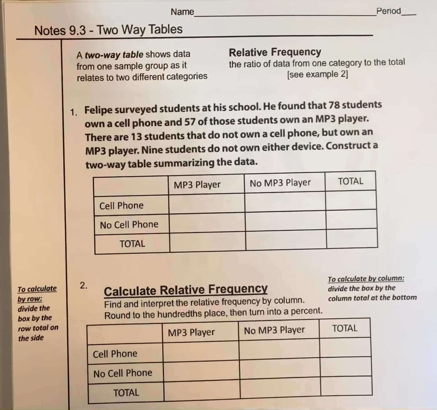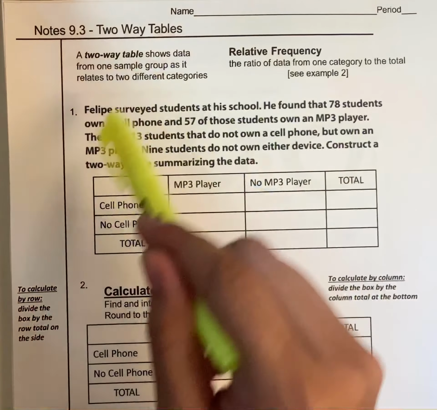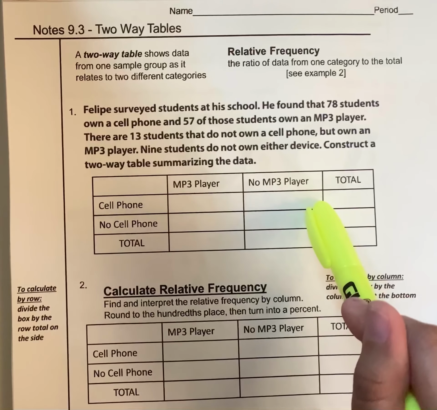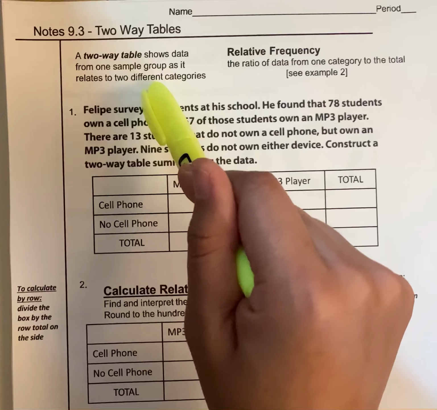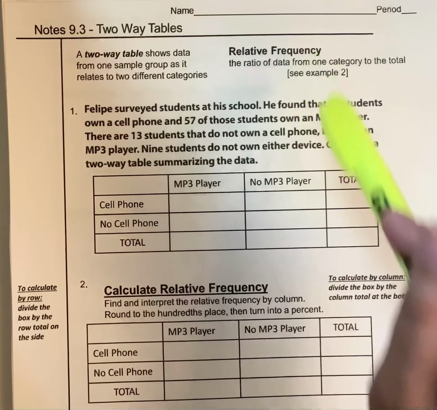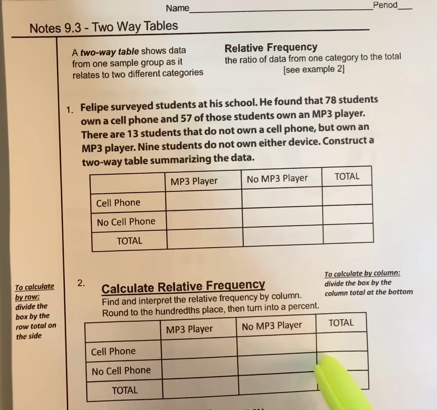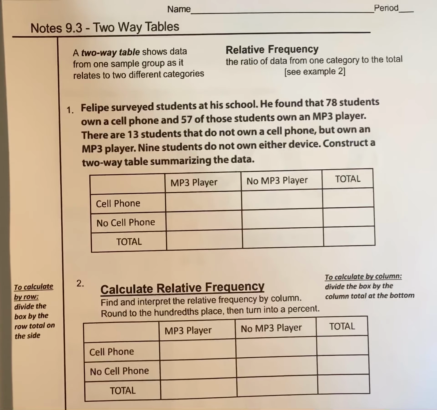So I'm going to divide this video into two sections. In the first section I will be doing the first problem, which will focus on creating a two-way table, and the second section of the video will focus on relative frequency, which is what we're going to calculate in question 2. So let's start with number 1.